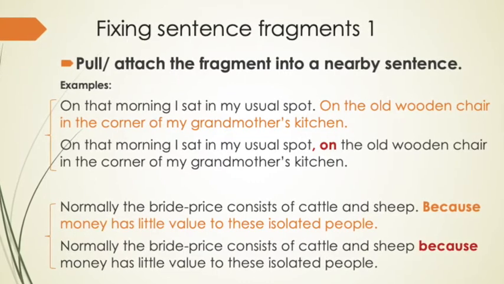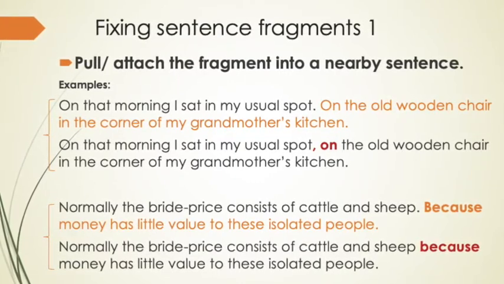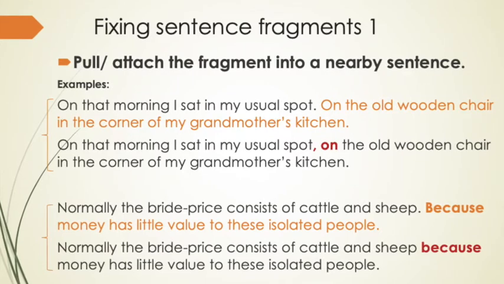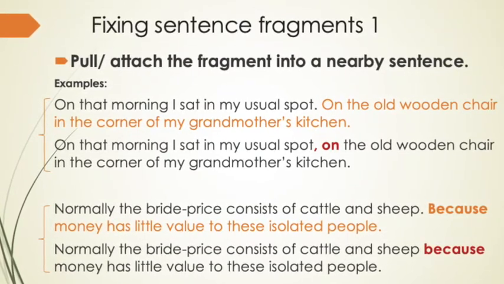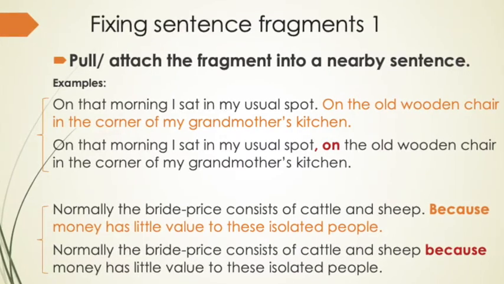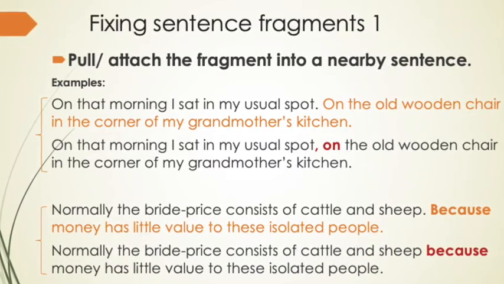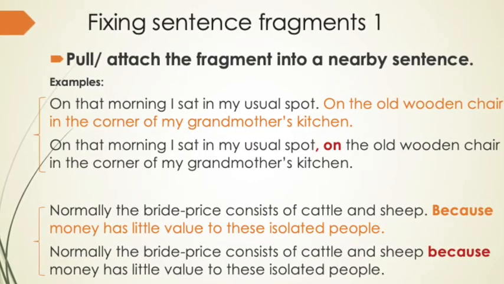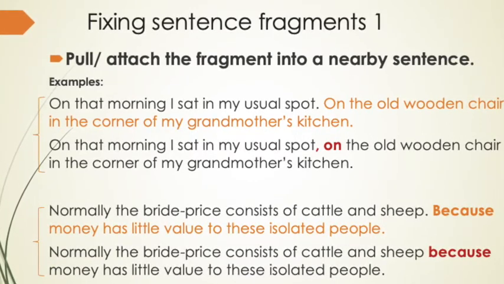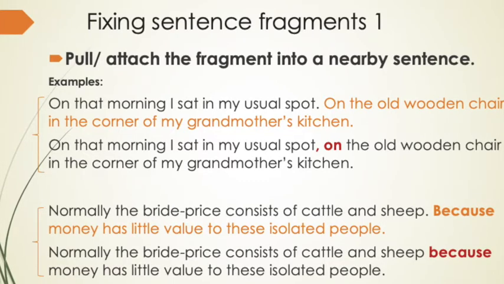The second example: normally, because the bride price consists of cattle and sheep. Because money has little value to these isolated people. We can simply fix this sentence by removing the full stop and changing the capital B into small b.